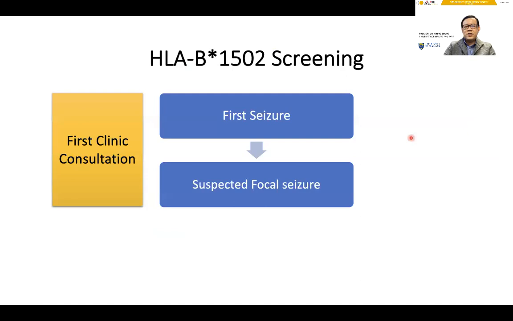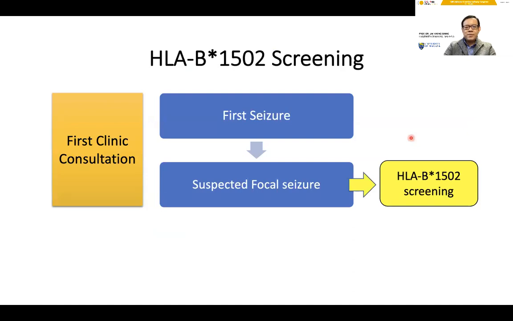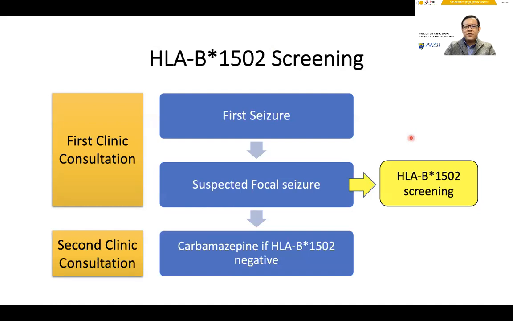Therefore, in my practice, in a first clinic consultation, when someone presents with a first seizure, and if I suspect a focal seizure and may want to use carbamazepine as the treatment of choice, then besides sending the patient for EEG and MRI brain, I will also take their blood for HLA-B1502 screening. So by the time they come back for a second clinic review for their EEG and MRI results, I would have the HLA-B1502 result as well. I will start carbamazepine only if their HLA-B1502 is negative and the patients agree to consider treatment. However, if the screening is positive, I would avoid carbamazepine but use other anti-epileptic drugs.